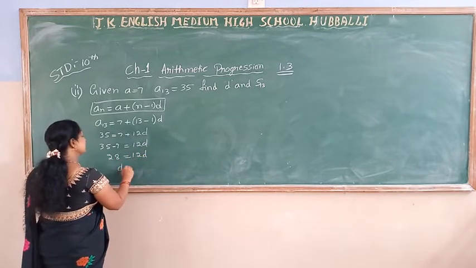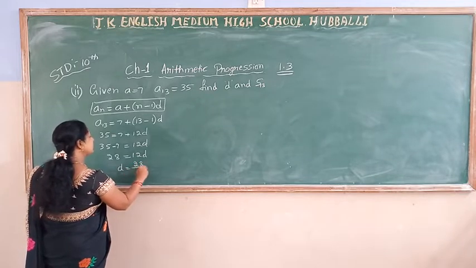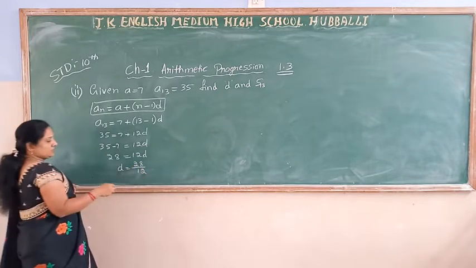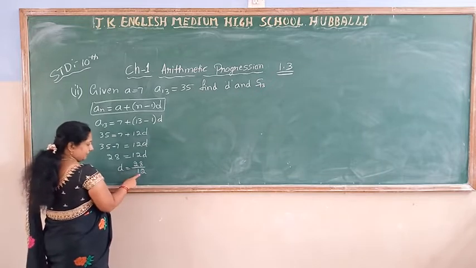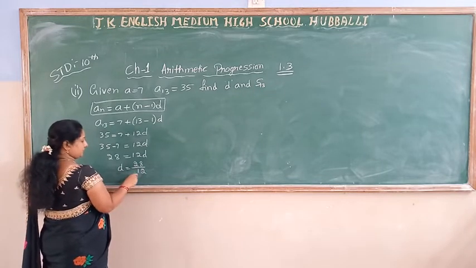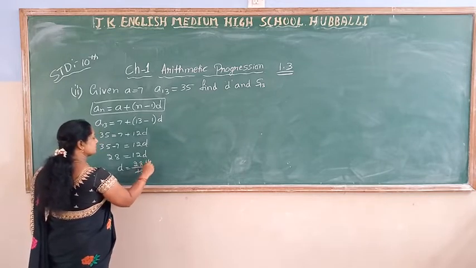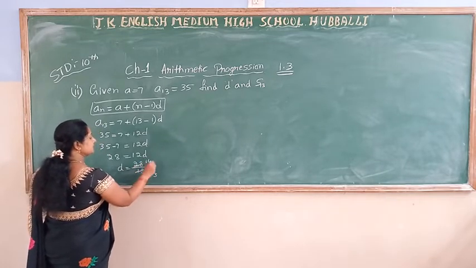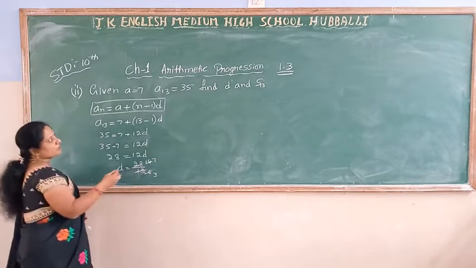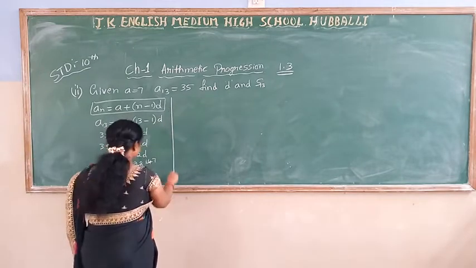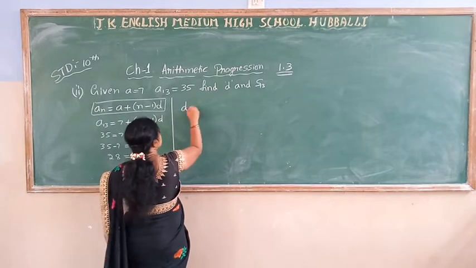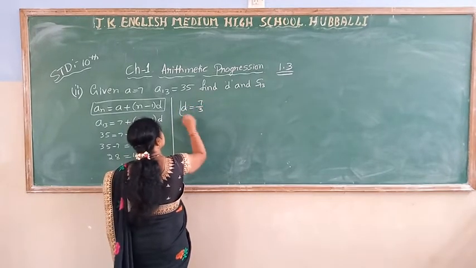d is equal to 28 divided by 12. If I divide, in which table does it come? 4 threes are 12, 4 sevens are 28. So I got the value of d. The d value I got is 7 by 3.